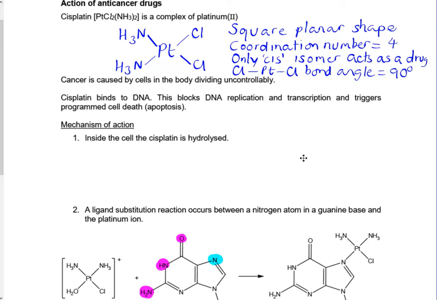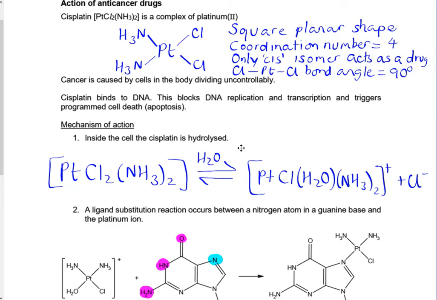One of the causes of cancer is the uncontrolled division of cells in the body, and this leads to tumour growth. Cisplatin binds to DNA, it stops the DNA being replicated and transcribed, and it stops the cells reproducing and leads to cell death.